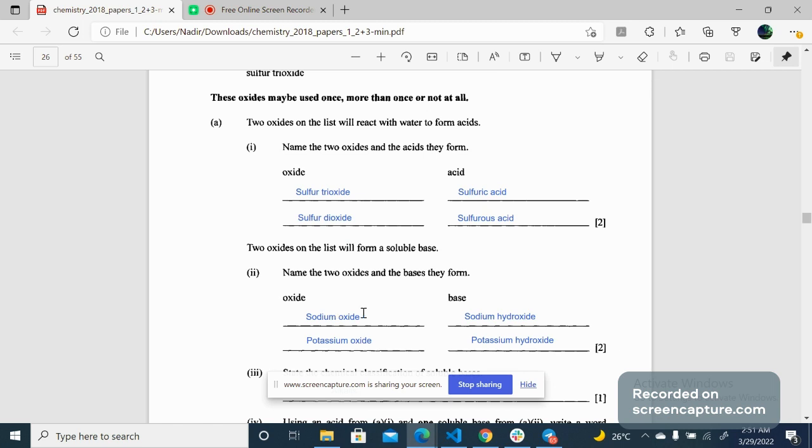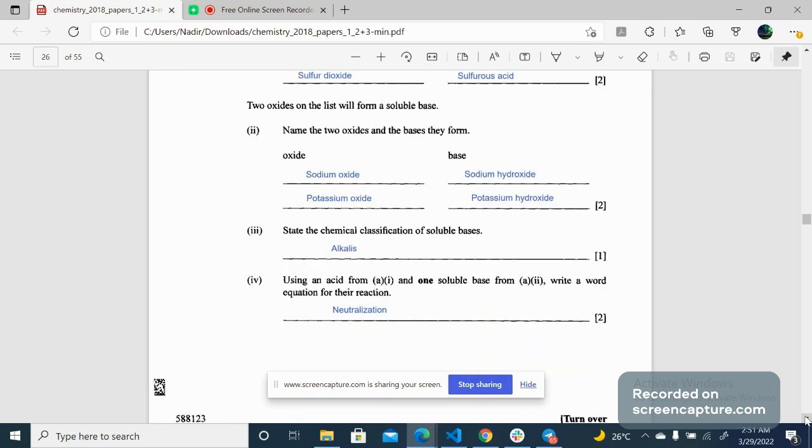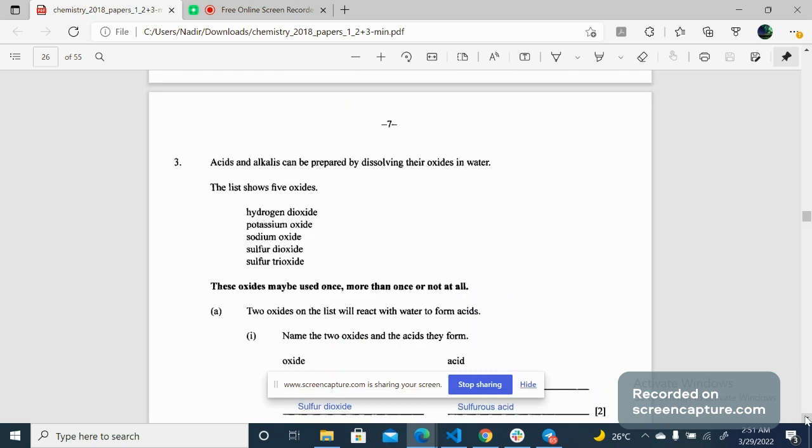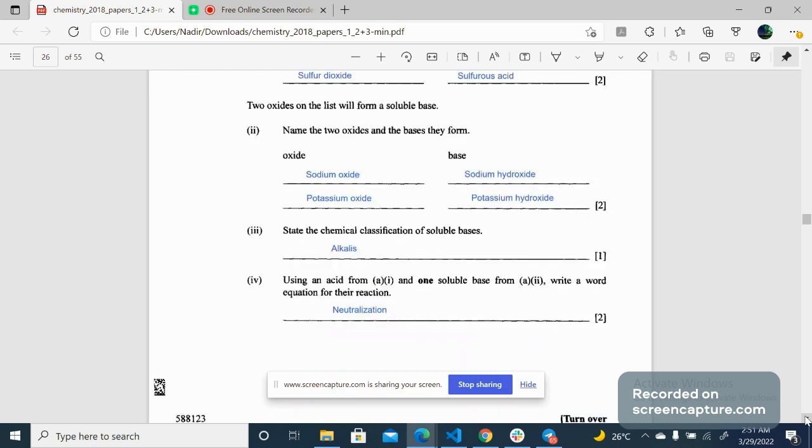In the case of sodium oxide, this is sodium hydroxide, a very popular base. And in the case of potassium oxide, it's a potassium hydroxide base. Okay, sorry. And then we will move to part 3 of subsection A of question 3. It is asking us, okay, so basically some of the chemicals are classified as acids, some are bases.